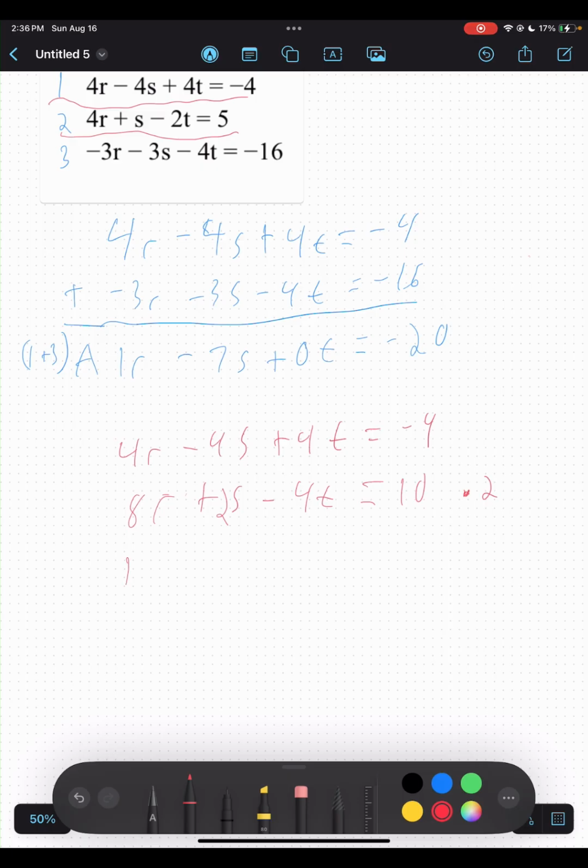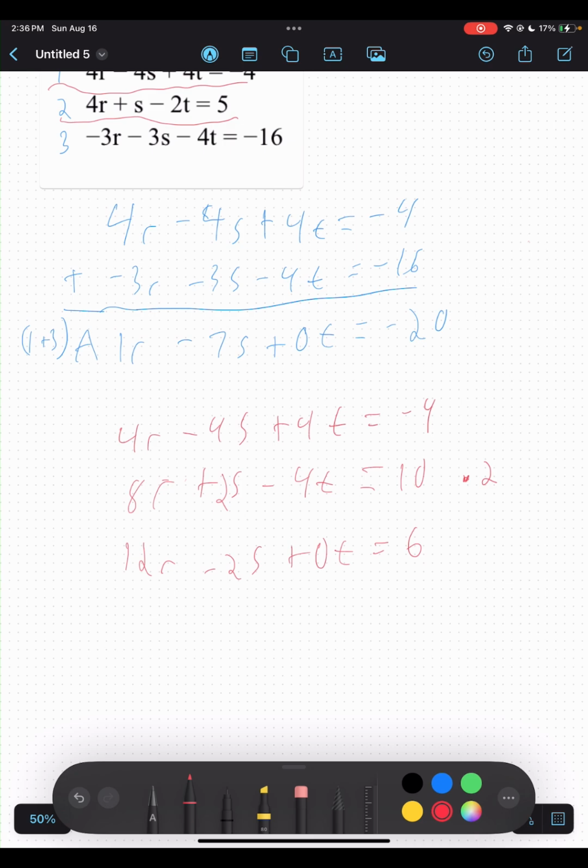4 plus 8 is 12r. Negative 4s plus 2s is negative 2s. 4t and negative 4t is obviously going to be 0t, which was the point. And then negative 4 plus 10 is going to be positive 6. Cool. So now I've got equation A, and I'm going to call this one equation B, which is made of 2 plus 1.